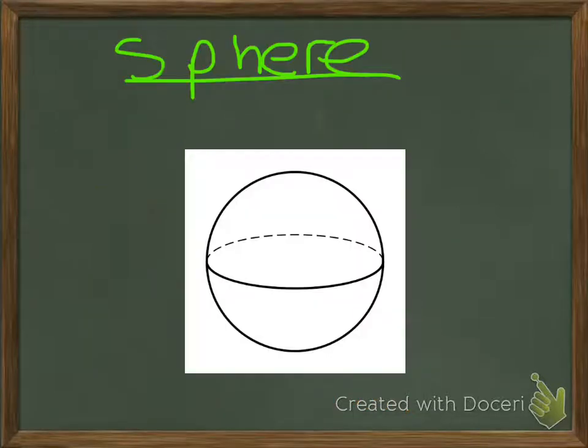Some characteristics are all the points are an equal distance from the center point. Also, it's basically a ball. Some examples can be a chocolate truffle or even a basketball.